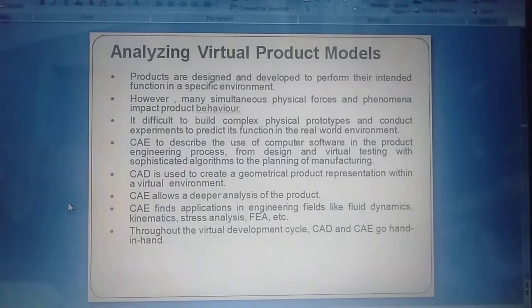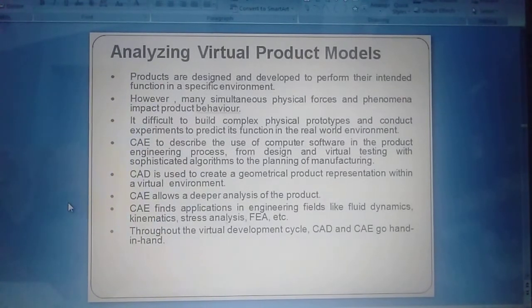CAE, computer aided engineering, describes the use of computer software in the product engineering process, from design and virtual testing with sophisticated algorithms to the planning of manufacturing. CAD is used to create a geometrical product representation within a virtual environment. Then CAE allows a deeper analysis of the product. So that is computer aided engineering.